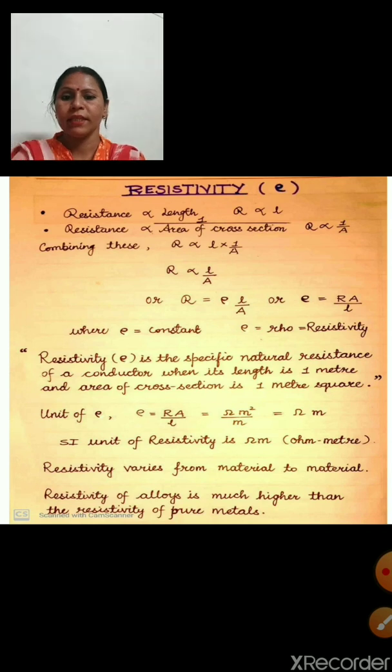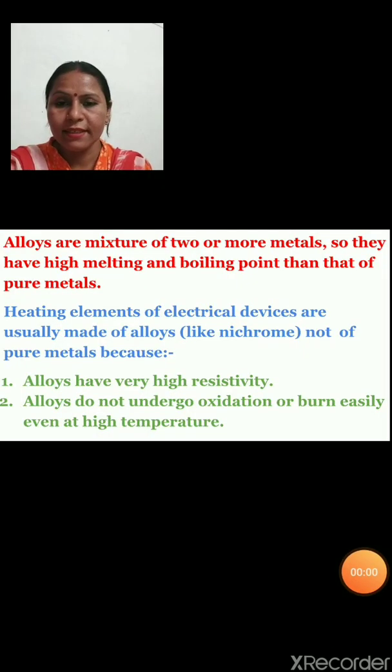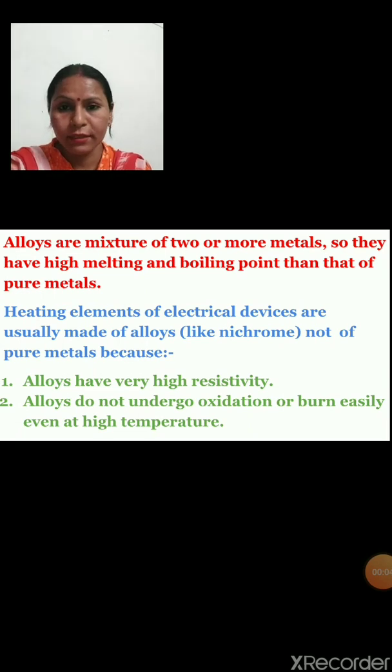That's why we can write down this line: resistivity of alloys is much higher than the resistivity of pure metals. Children, in the slide I am just telling you about alloys. What are alloys actually? Alloys are the mixture of two or more metals. They have higher melting and boiling points than pure metals.